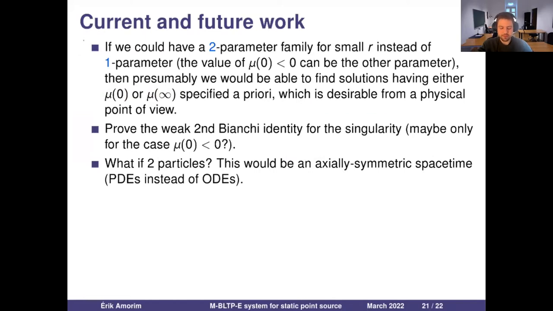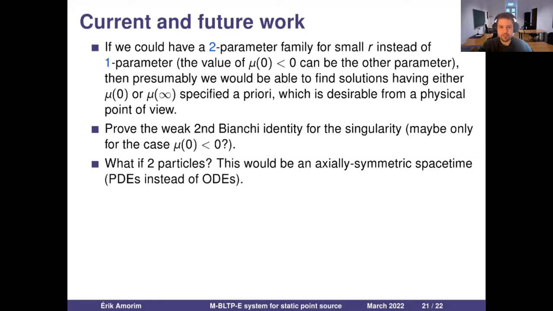So this is what I believe should be true to actually find a more general class of solutions to this spacetime. Once you can do that, then maybe try to prove the second Bianchi identity for the singularity of this spacetime. Maybe only the case of strictly negative bare mass, because it turns out this is a really important condition in the work of BKT.